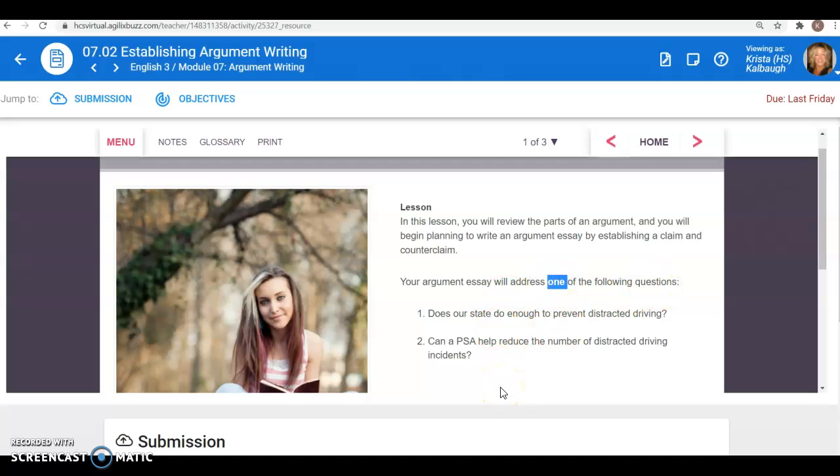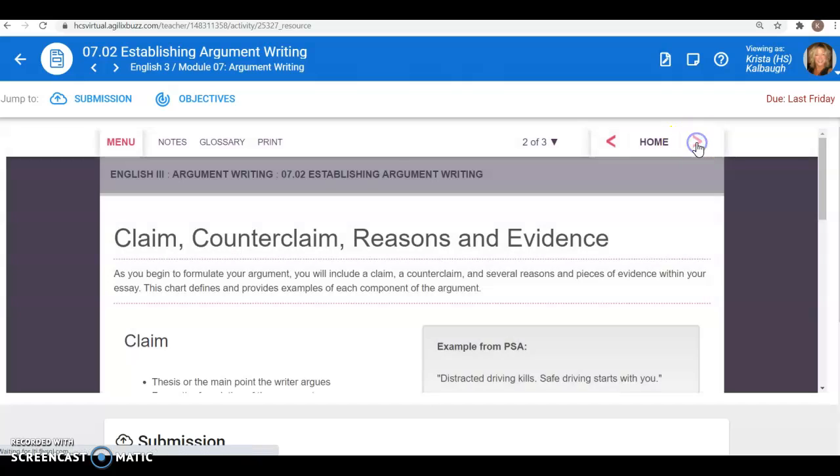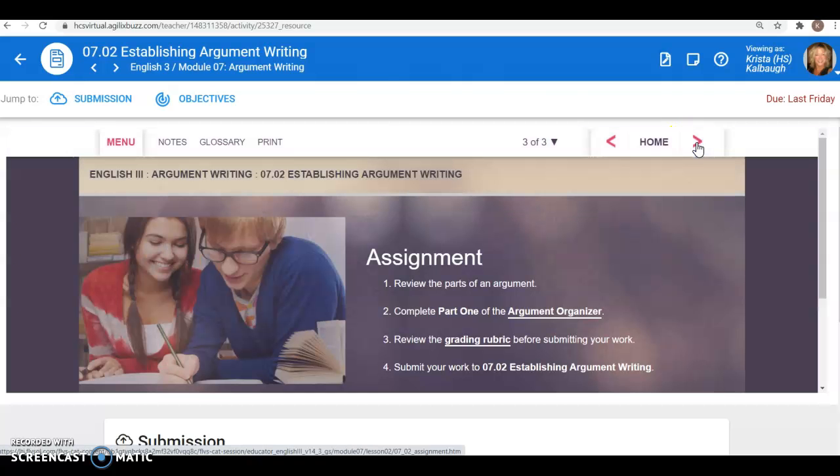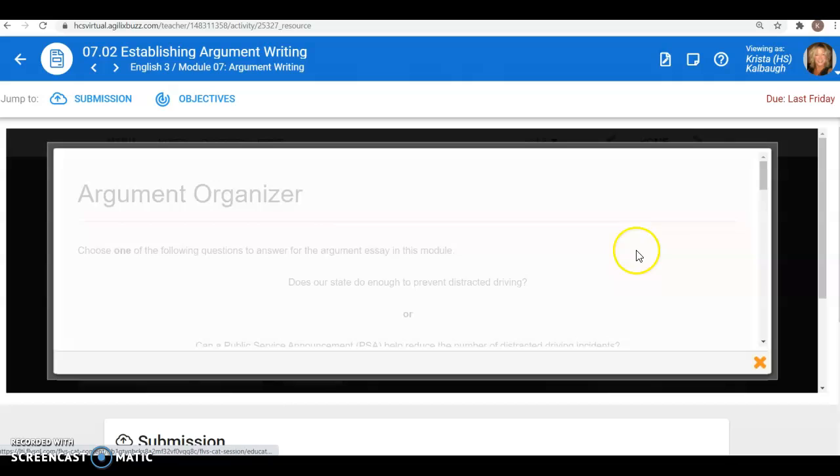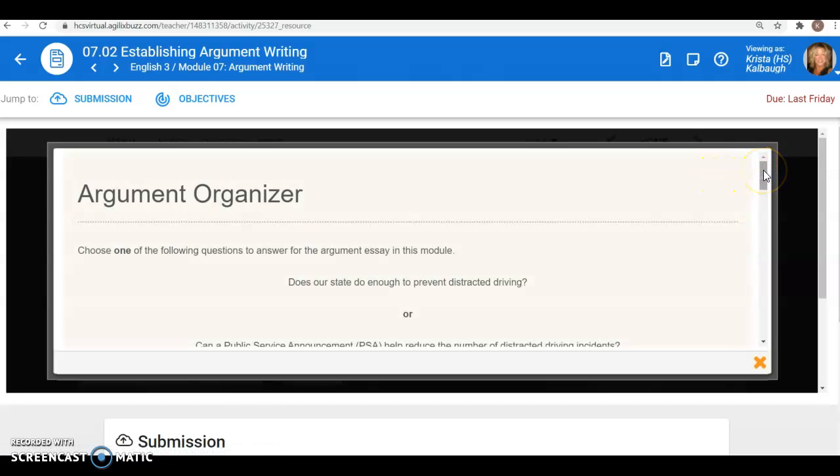Okay, for 7.02, you just had to write a claim and a counterclaim. So you are either writing your essay about does our state, meaning South Carolina, do enough to prevent distracted driving, or you're going to write about can a PSA, a public service announcement, help reduce the number of distracted driving incidents. All right, and in this lesson, you watched or will watch the public service announcement about the young lady who died in an accident dealing with distracted driving.